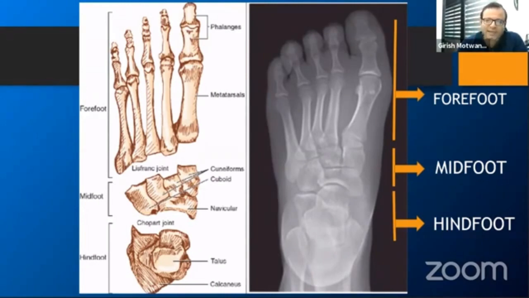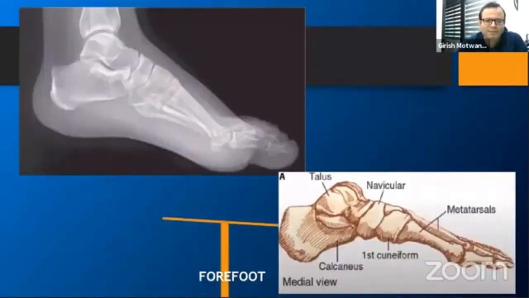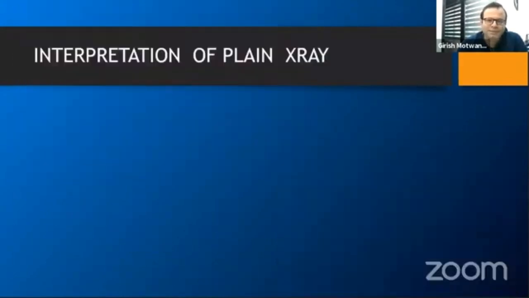Whenever we are describing any foot X-ray, AP or lateral view, we need to describe the osseous anatomy. In the lateral also, we need to look for forefoot, midfoot, and hindfoot problems, and we have to describe the pathology according to this region-wise description.